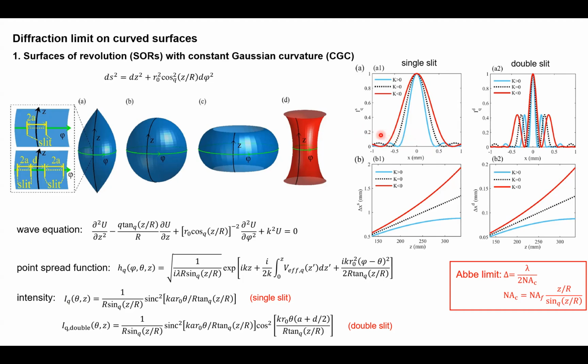And on the contrary, we can see that the negative curvature enlarges the diffraction spot and increases the diffraction effect, which leads to worse imaging. And this phenomenon also applies to the double slit case. In addition, based on this figure, we also propose an Abbe limit formula. This is applied to the curved space. And this numerical aperture is a multiplication between the numerical aperture in flat space and the factor of curved space.